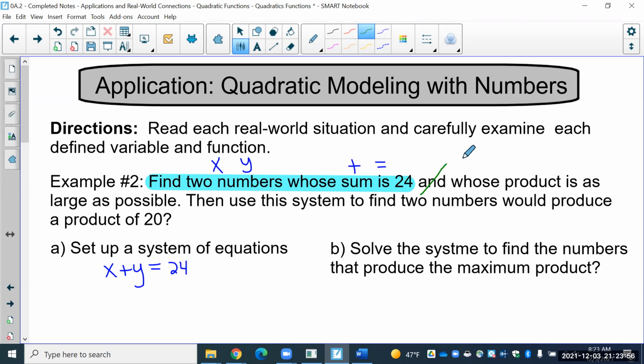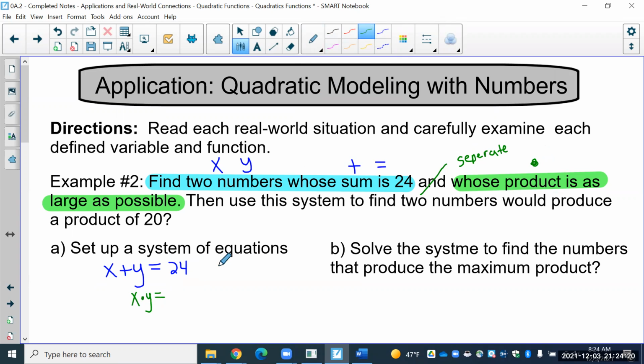And this right here is actually a separate equation. The separate equation here is that you have a product that is as large as possible. And what throws students off all the time in this type of problem is they say, I know what product means. Product means multiplication. And they come down here and they say X times Y. And then what does it equal? It doesn't say that it equals anything.